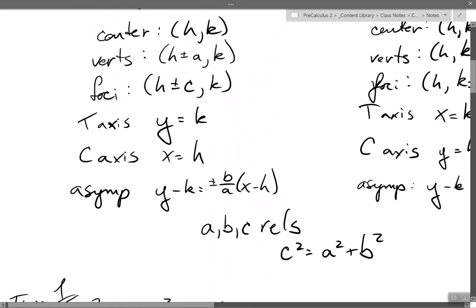Then the asymptotes. The asymptotes are linear equations, and they are on a slope, so that's where we get this equation from. This is point slope form, so it's y minus k equals plus or minus, so there's two lines, positive sloped and negative sloped, b over a, x minus h.